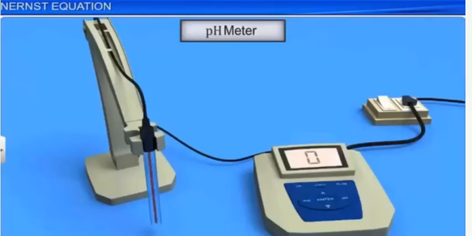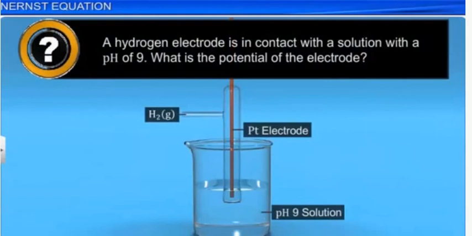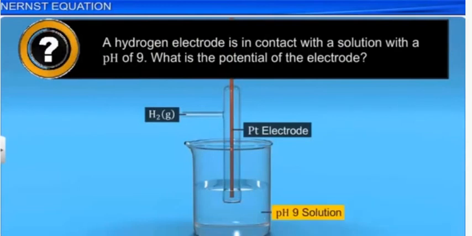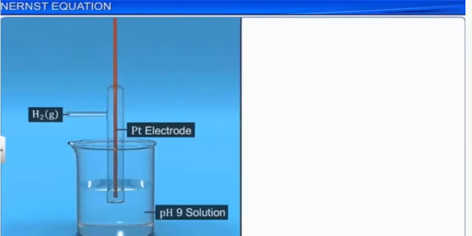pH meters also work on the principle of the Nernst equation. Here is a typical problem you might encounter. A hydrogen electrode is in contact with a solution with a pH of 9. What is the potential of the electrode? Let's work through this problem together. We'll start by listing what we know. Since we're told the pH is 9, the hydrogen ion concentration is 10 to the power of minus 9 molar.